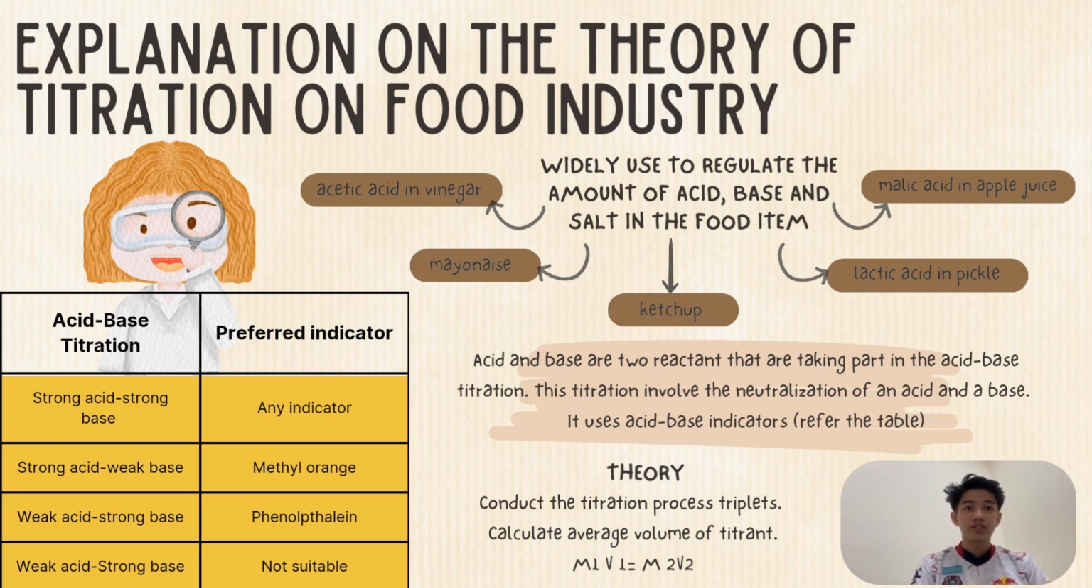Acid and base are the two reactants taking part in the acid-base titration. This titration involves the neutralization of an acid and a base. Each uses acid-base indicators that you can refer to in the table. Theory. Conduct the titration process in triplicate. Calculate the average volume of titrant by using the formula M1V1 equals M2V2.